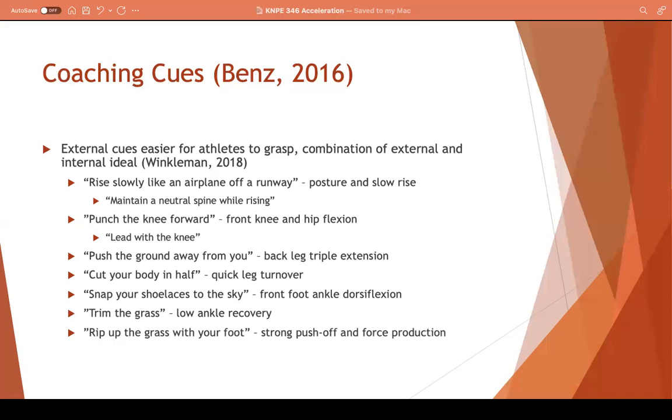There are endless cues that can be used, and each athlete will respond differently to different ones. These are just some examples. It is important to read your athletes and see what they're picking up and use those ones.